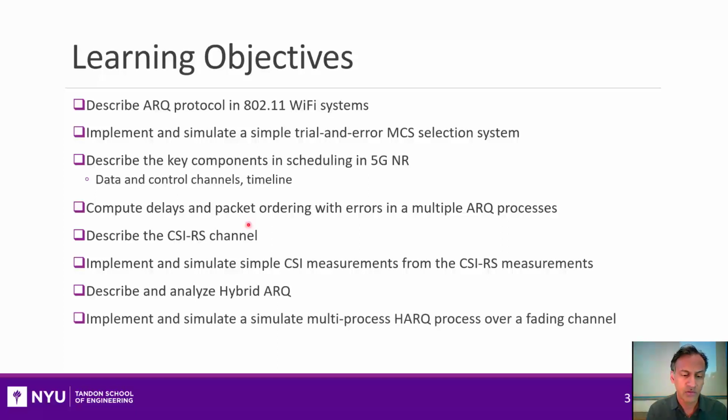So by the end of this unit, you will hopefully be able to implement and simulate a real multi-process Hybrid ARQ system over a faded channel using some of the amazing tools that come from the MATLAB 5G toolbox. So with that in mind, let's get the unit started, and you can go to the next section.